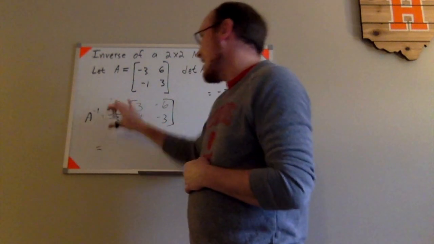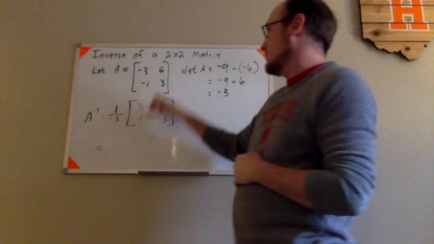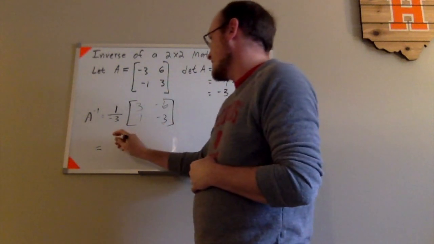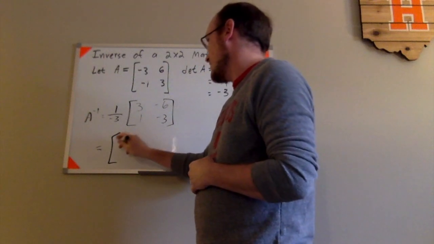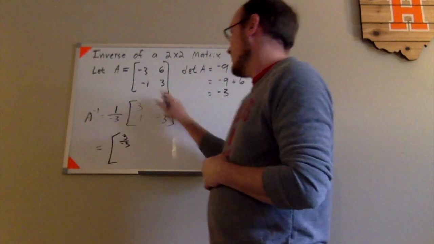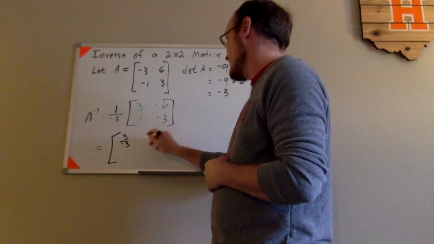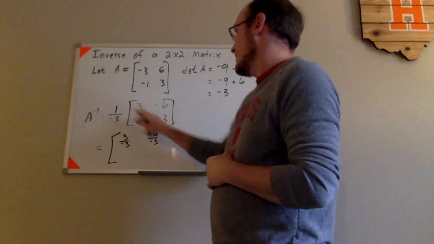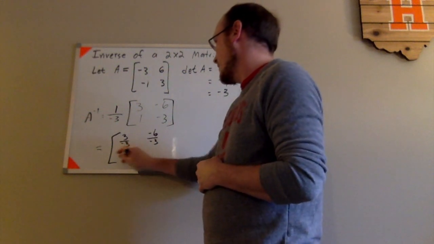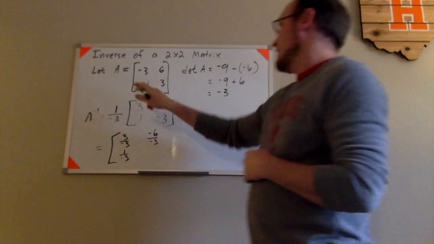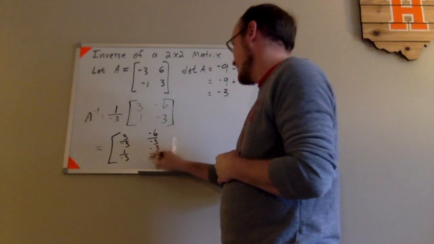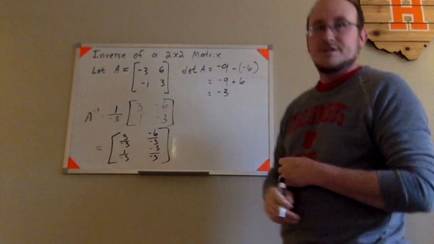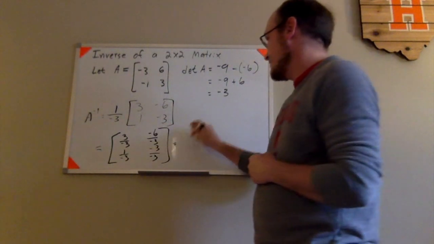So I need to take this fraction, this -1/3, and multiply it in to each of these entries. -1/3 times 3, that would be 3 over -3. -1/3 times -6 is -6 over -3. -1/3 times 1 is 1 over -3. And -1/3 times -3 is -3 over -3. Again, just writing those like fractions. And now I'm going to simplify each of those.